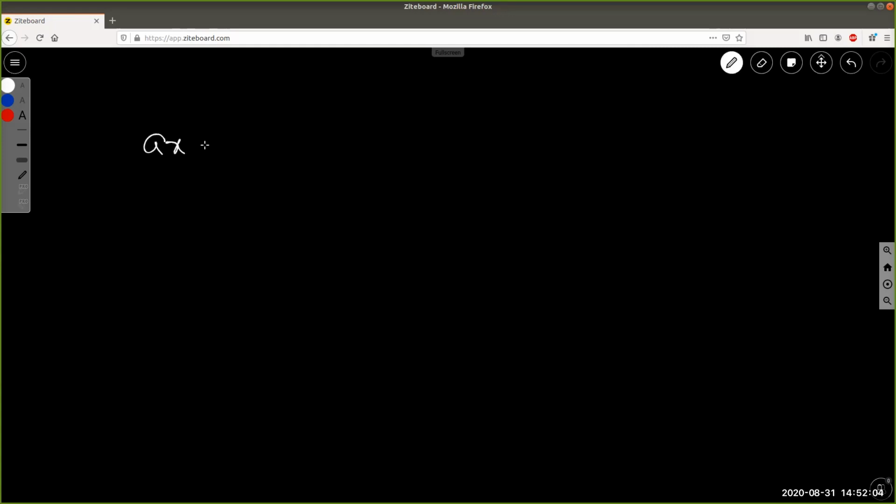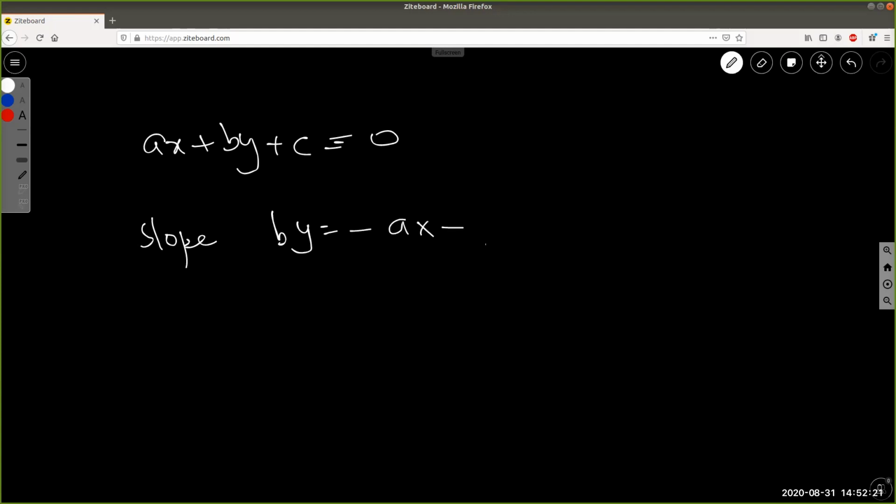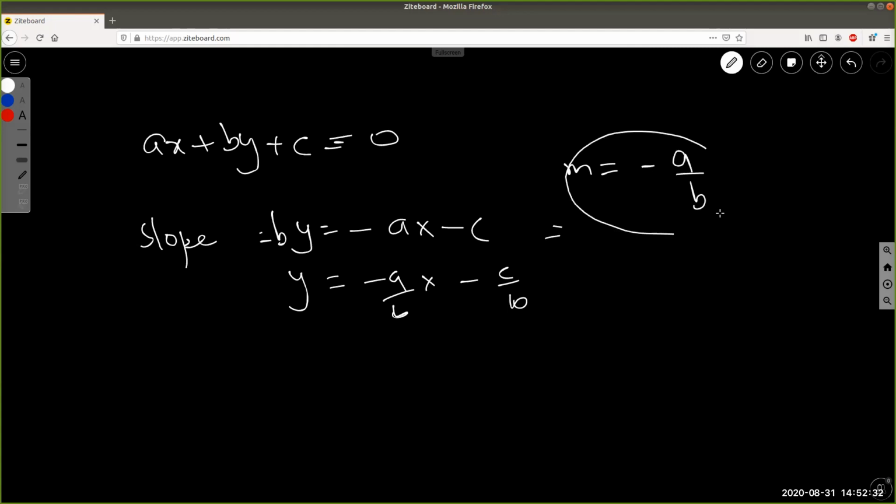सपोज एक लाइन है ax plus by plus c is equal to 0. इसका स्लोप क्या होता है बोलो? How do you find slope of this? You isolate y. By is equal to minus ax minus c. y is equal to minus a by b x minus c by b. So what is the slope? Slope is equal to minus a by b. Correct?